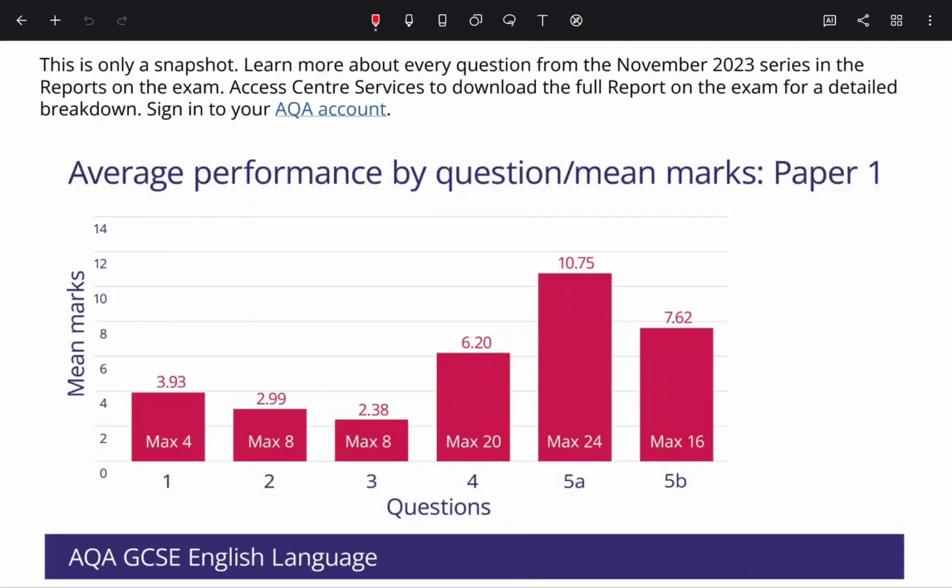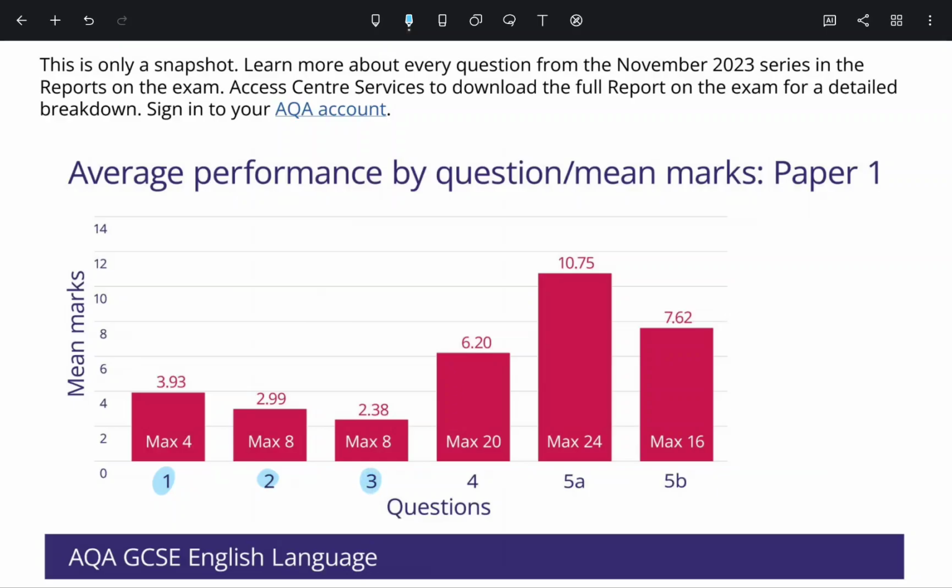Now moving on. This is the paper 1 insight. I know paper 1 has already been sat, but you'll see the average mean marks for each question. For question 1, the maximum was 4, the student average was 3.93. So most students did quite well. Question 2, the language question, analyzing language. The maximum mark, 8 marks. The student average, 2.99, so basically 3 out of 8 was the average for this question.